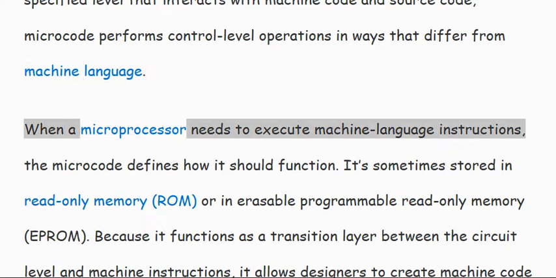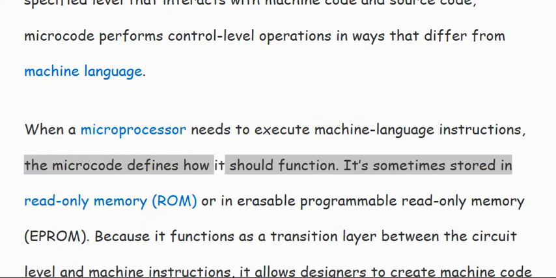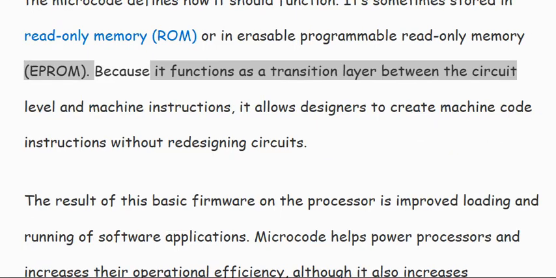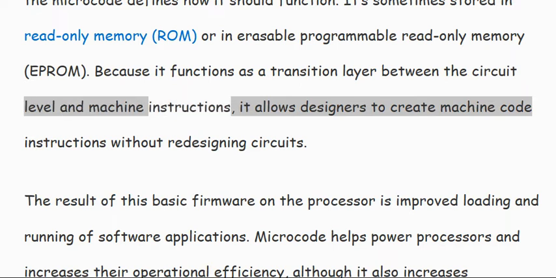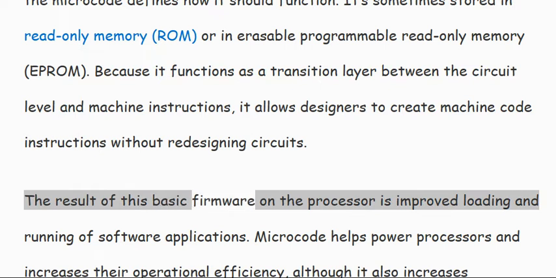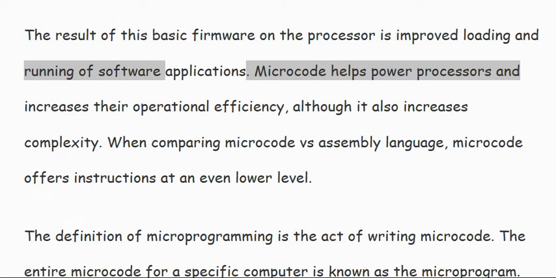When a microprocessor needs to execute machine language instructions, the microcode defines how it should function. It's sometimes stored in read-only memory, ROM, or in erasable programmable read-only memory, EPROM. Because it functions as a transition layer between the circuit level and machine instructions, it allows designers to create machine code instructions without redesigning circuits. The result of this basic firmware on the processor is improved loading and running of software applications.